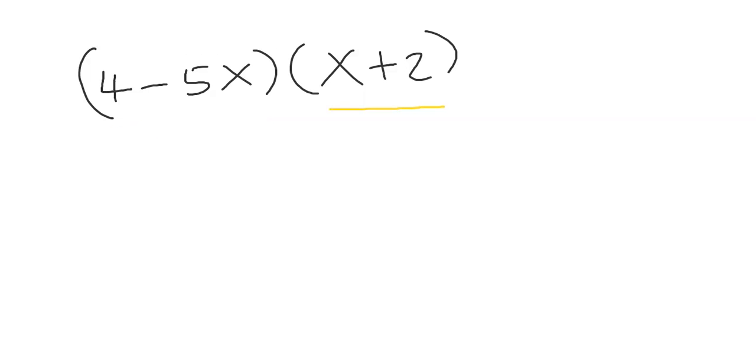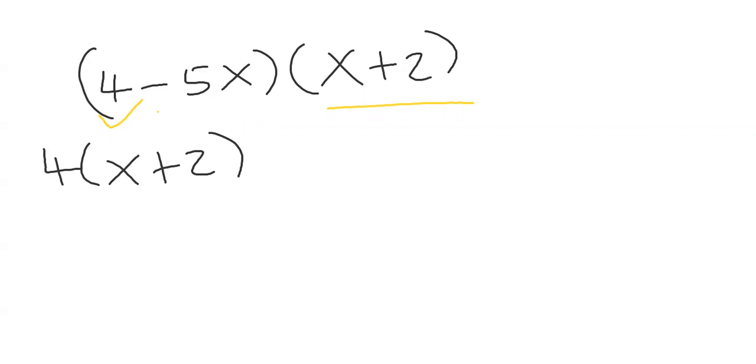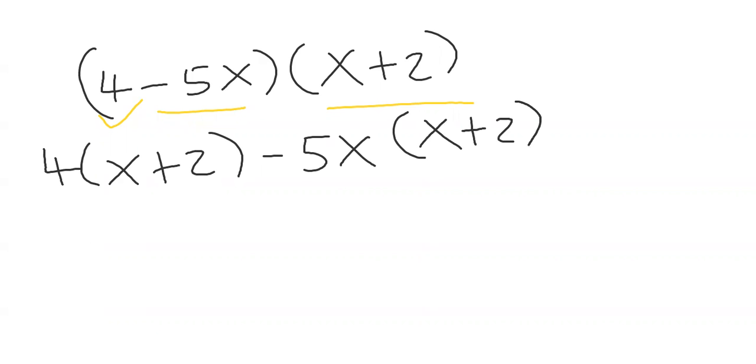And I said the easier way to do it is to take the 4 and multiply it by x plus 2. Then after that, take the negative 5x and multiply it by the x plus 2. Then after doing that, remove the bracket. And removing the brackets, we know that what is outside multiplies everything that is inside.